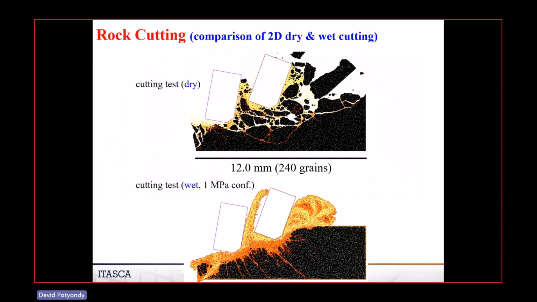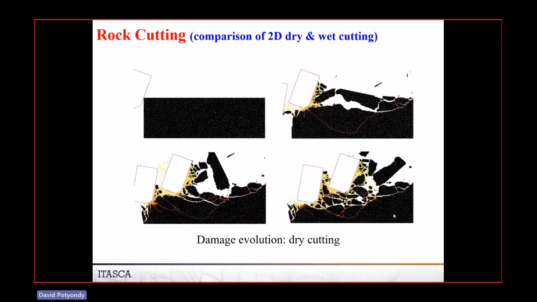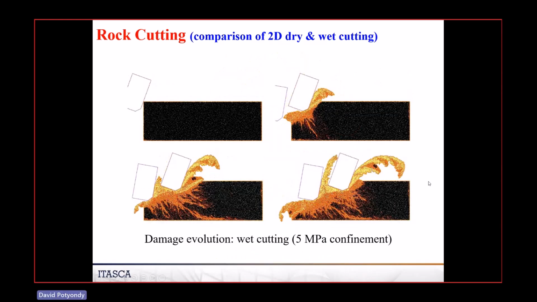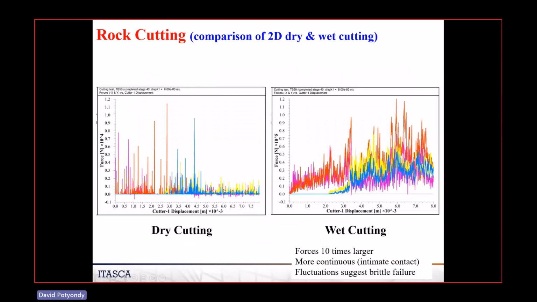So again, dry, wet. You could describe this as brittle. You could describe this as plastic-like. There's the dry cutting. There's the wet cutting. Okay, you've seen this. Here's the key element. This is the forces on the cutter, and these are at the same scale.